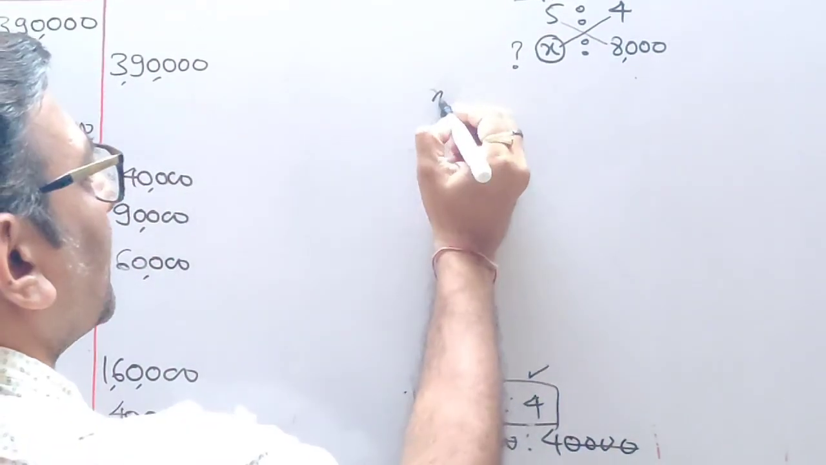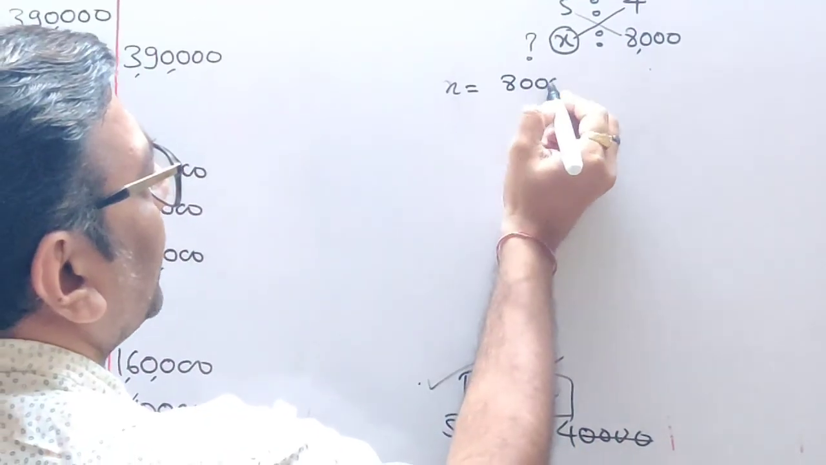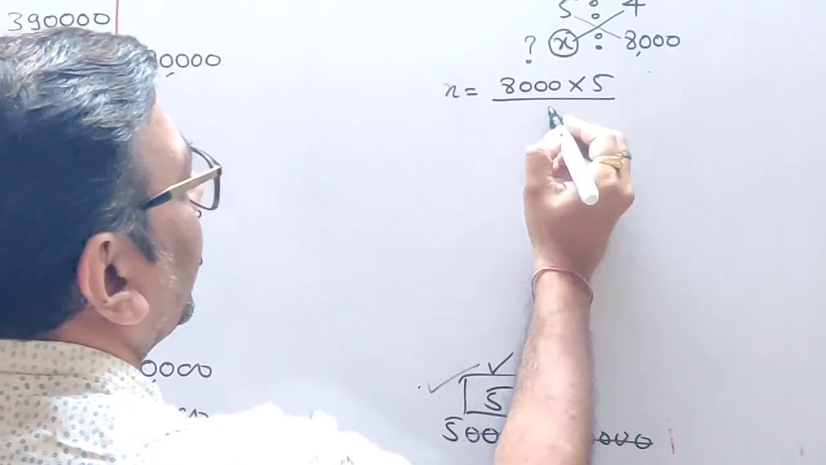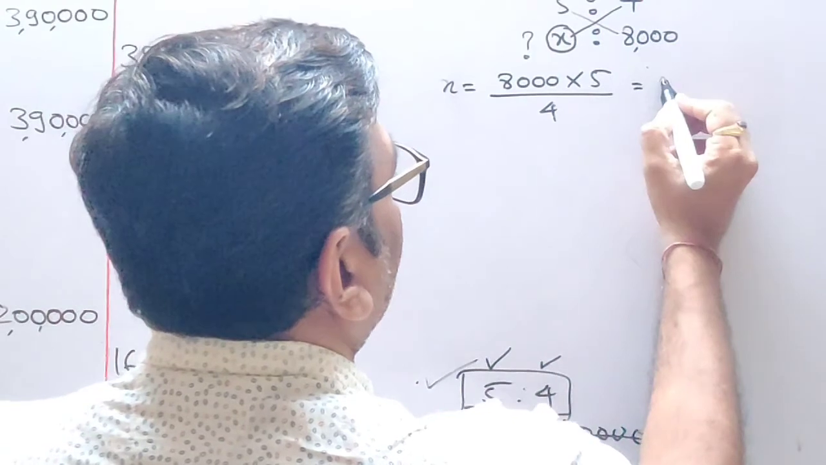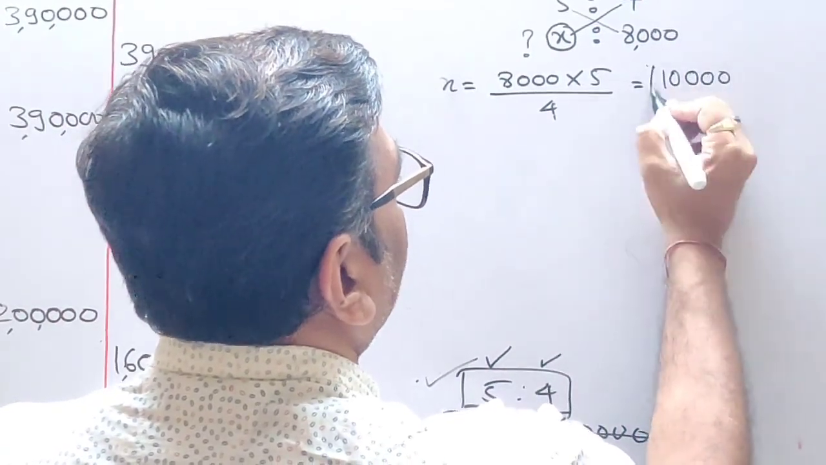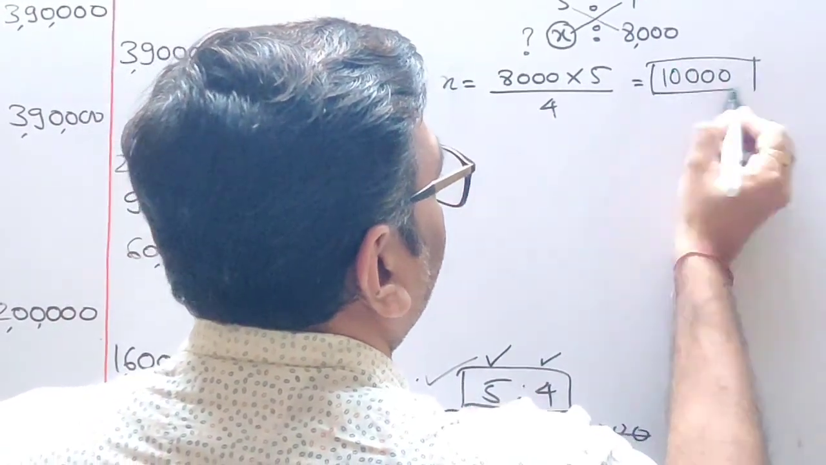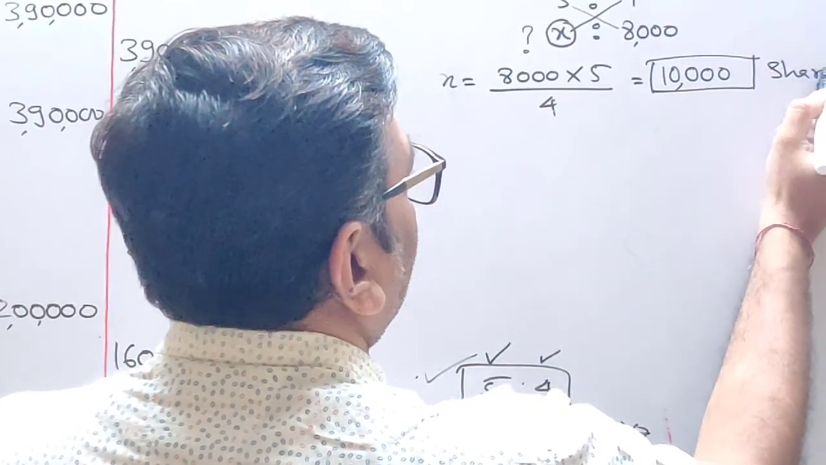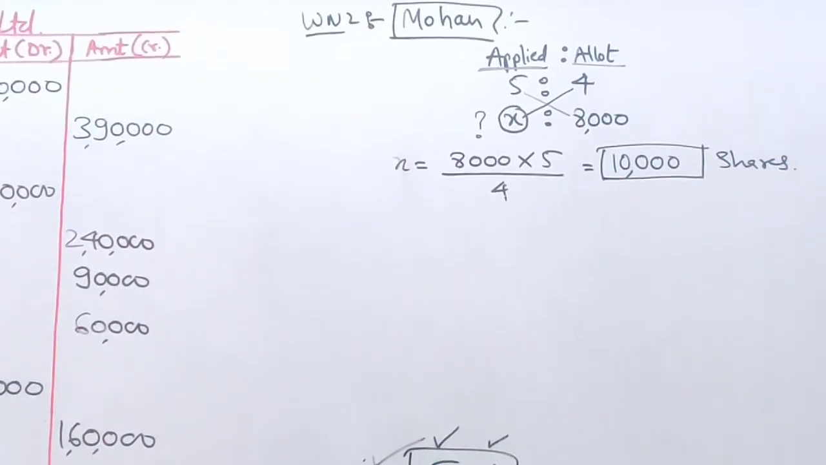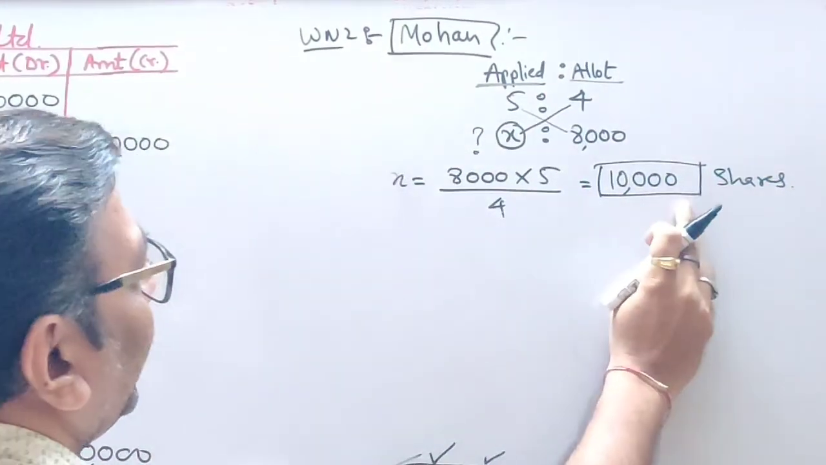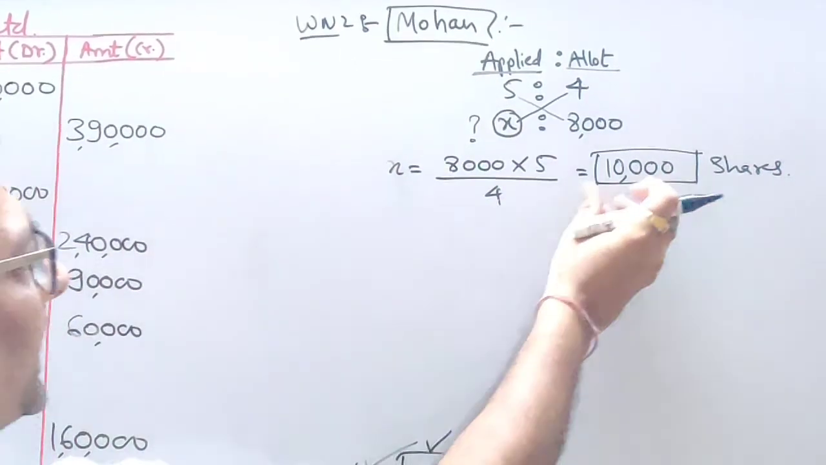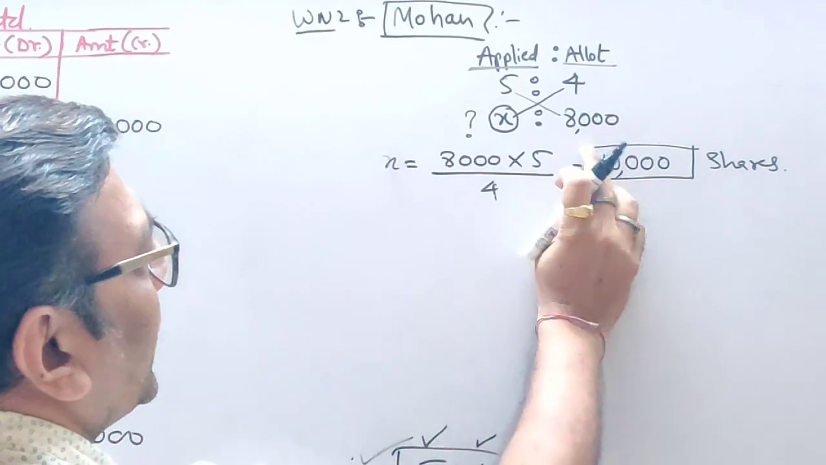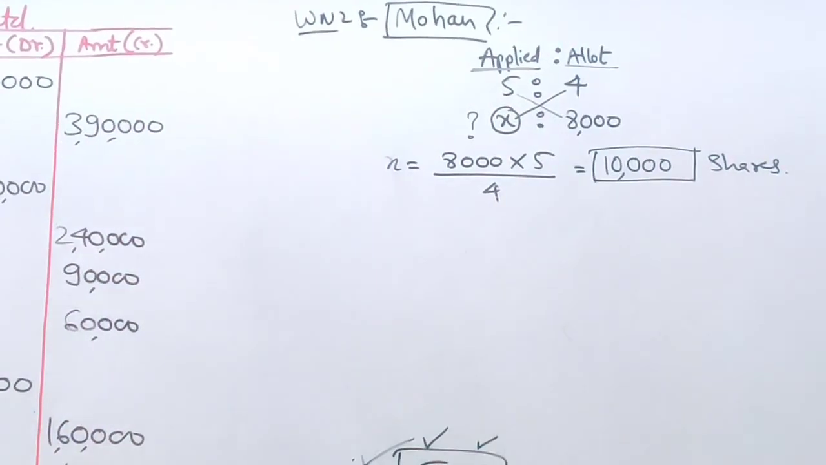So if you cross multiply, it will be 8,000 into 5 divided by 4. So 4 2s are 8, 5 2s are 10. So that is 10,000 shares. So for how many shares Mohan applied? He applied for 10,000 shares, out of which 8,000 shares were allotted to him.